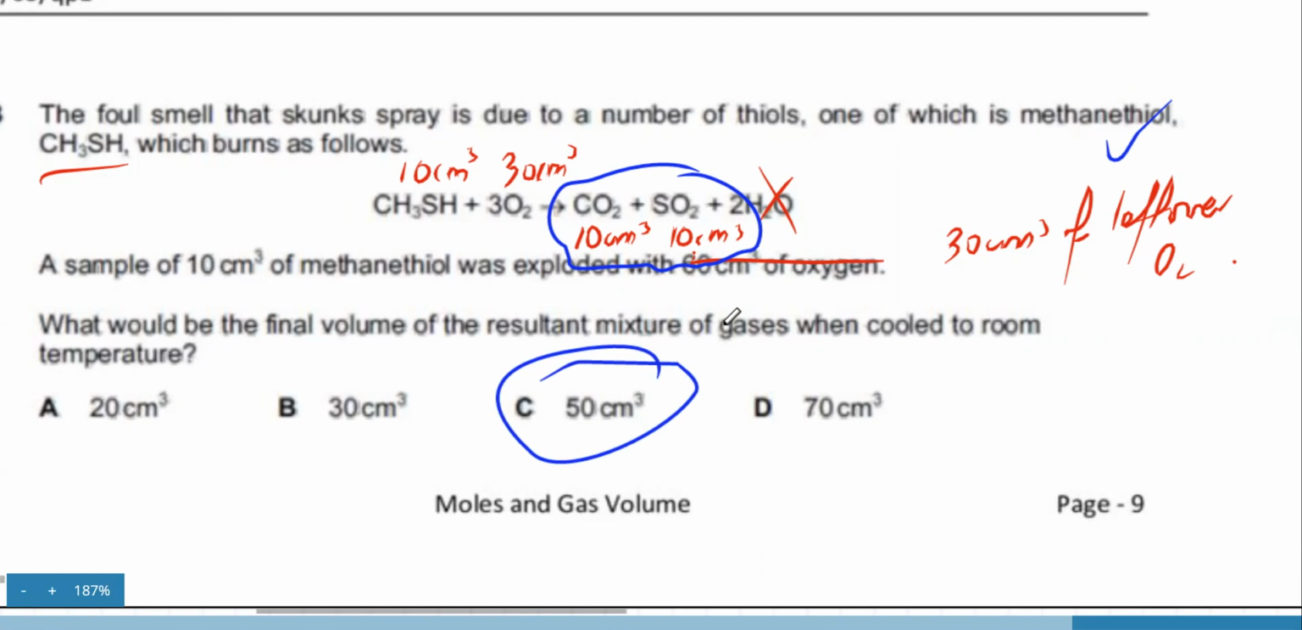Just remember, this ratio thing only applies to gases. So if there's a solid or liquid, you can't really do much. You have to do the old-fashioned way. You have to find the moles, and then you can find the moles of everything in the equation. But if you're just comparing gases, no need to find moles.